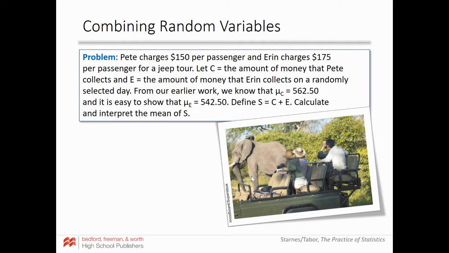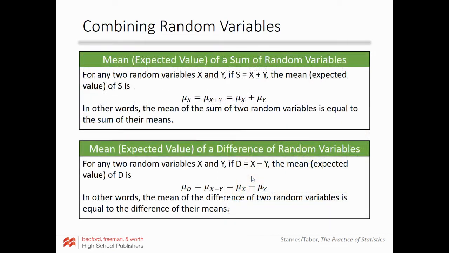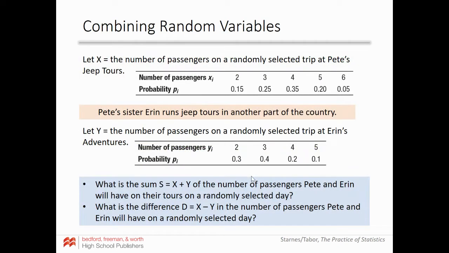So Pete charges $150 per passenger and Erin charges $175 per passenger for a Jeep tour. Let C equal the amount of money that Pete collects and E equal the amount of money that Erin collects on a randomly selected day. From our earlier work, we knew that the mean of C is 562, and it's easy to show that the mean of E is 540. You could just go back to the data and calculate it. Let's do that real quick for some practice.